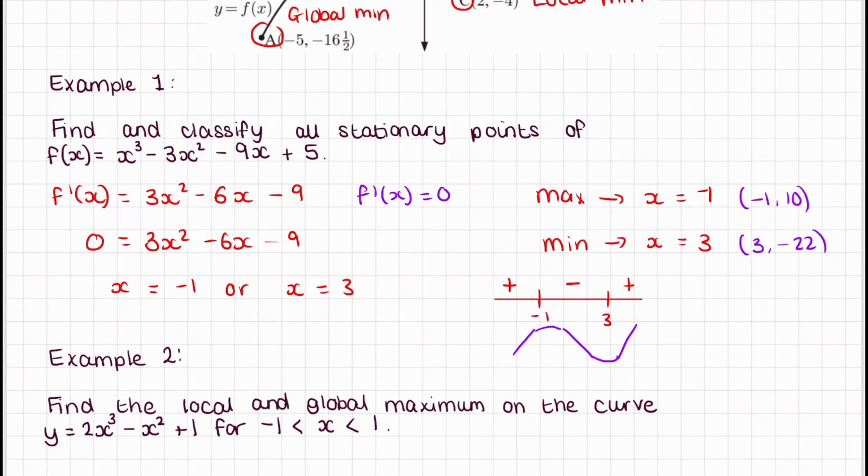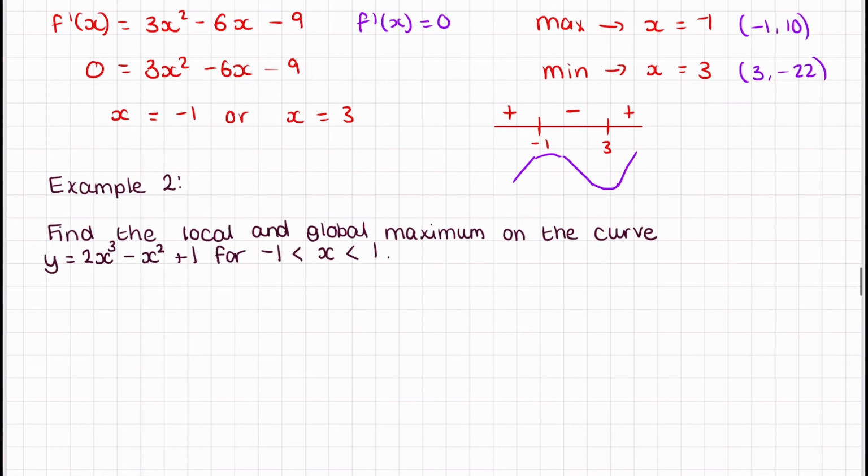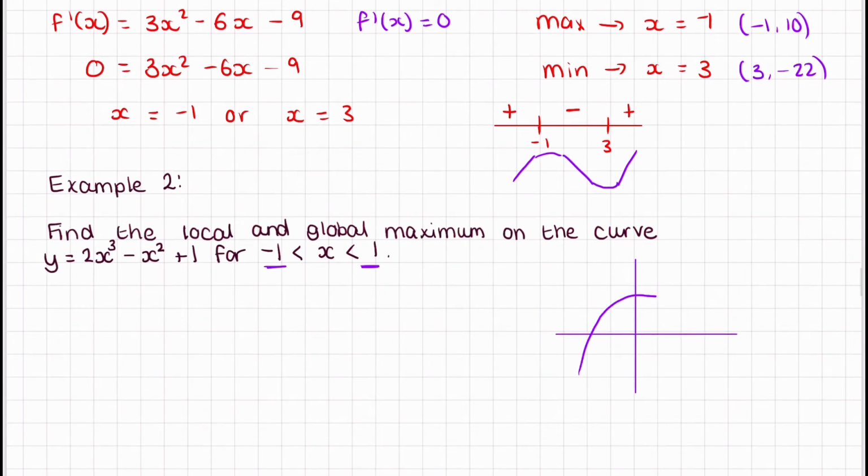Example 2, find the local and global maximum on the curve of 2x cubed minus x squared plus 1 between -1 and 1. So what I would do with something like this is I would just graph it on your calculator and restrict your domain. So make your zoom x values between -1 and 1. If you do that, you'll find that your graph looks something like this. Okay, so this would be at -1 and that would be at 1.